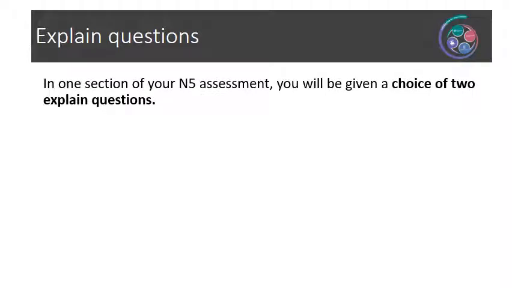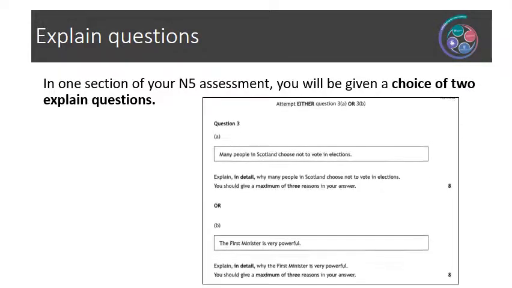Now let's talk a little bit more about explain questions. The reason for that is because each of the 3 sections in your National 5 assessment will have 3 questions. And one of these sections will actually have 4 questions, an A and a B, and you can choose which one of these you want to complete. Now, note that these questions are worth 8 marks, and what that means is that you're required to write 3 PEE paragraphs.